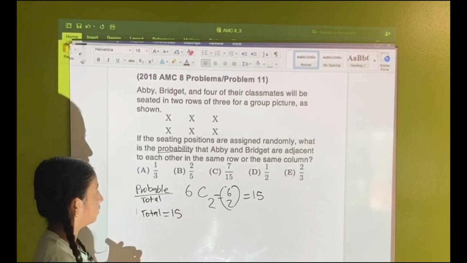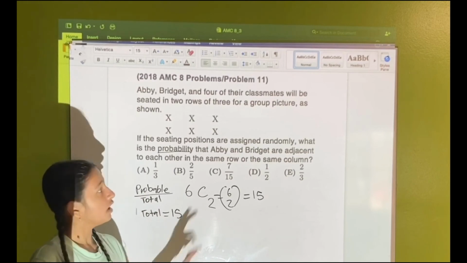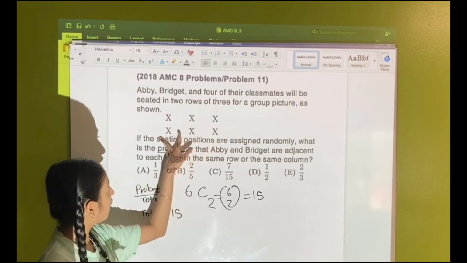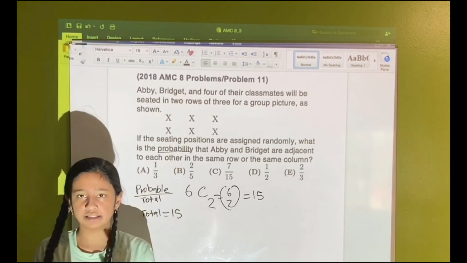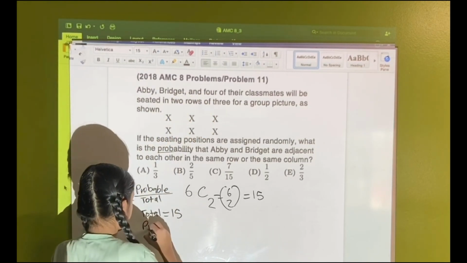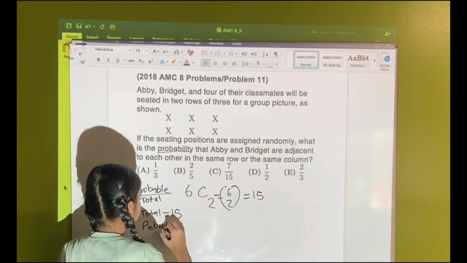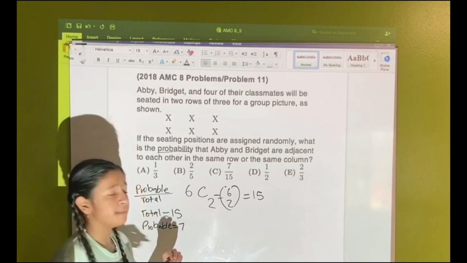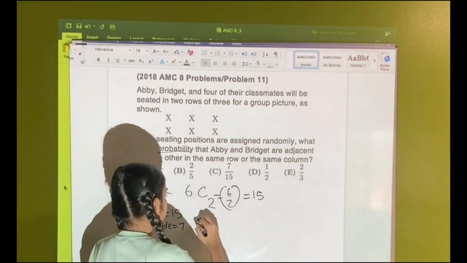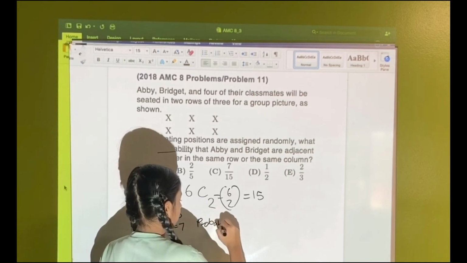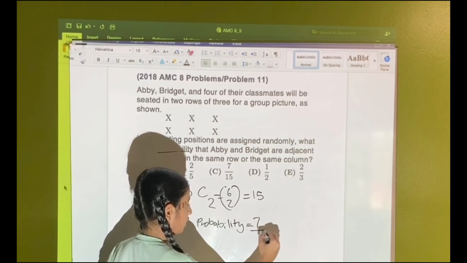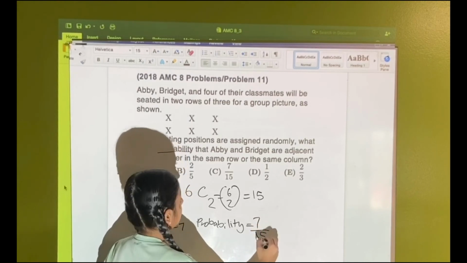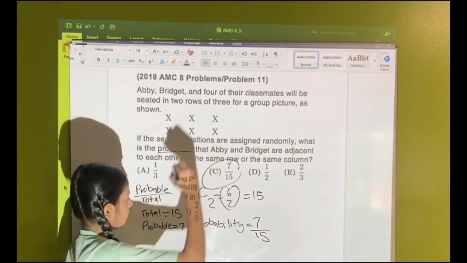Now, probable. For them to be together, there's 1, 2, 3, 4, 5, 6, 7 possible. So the probable is equal to 7. That means the probability is the probable 7 over the total 15, which is C.